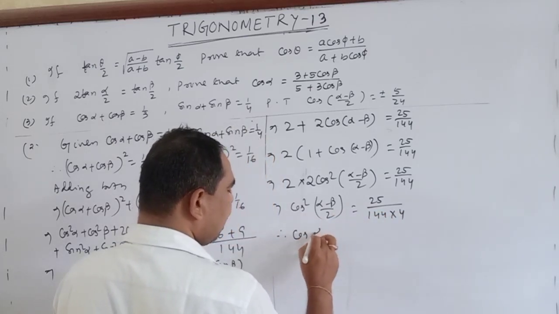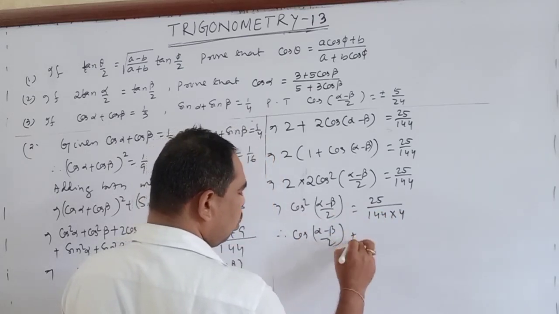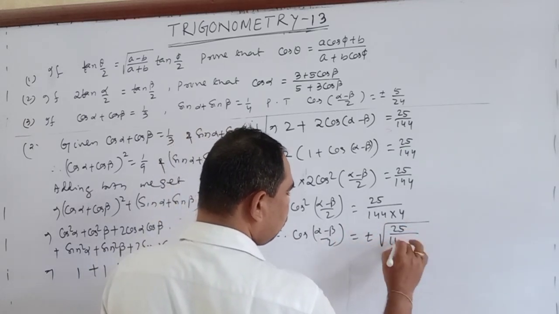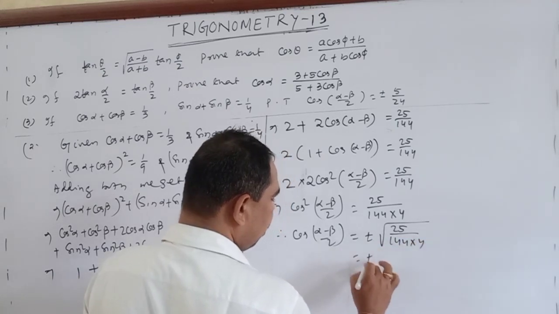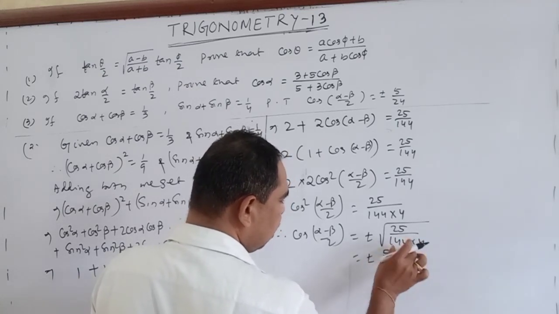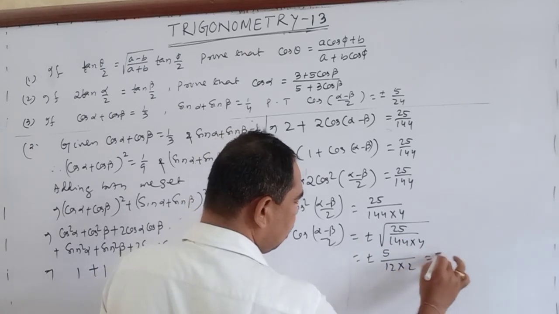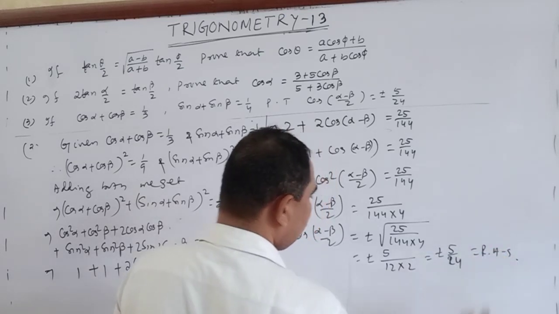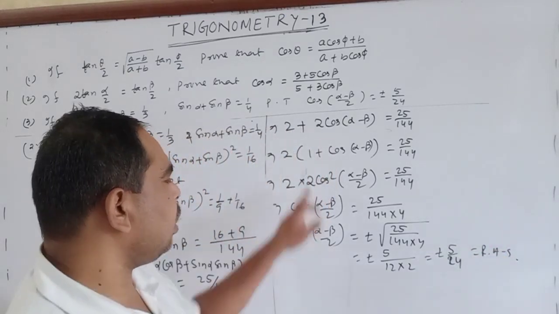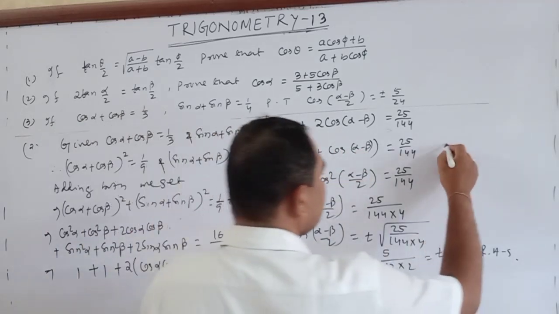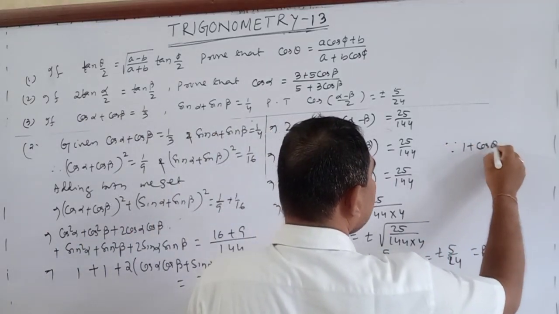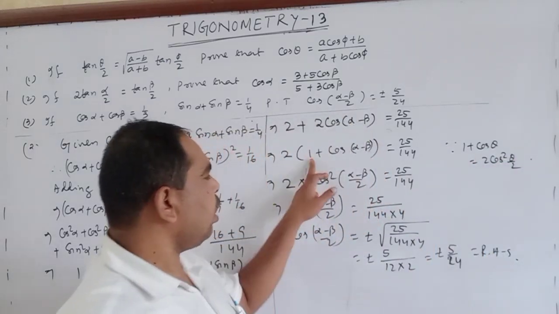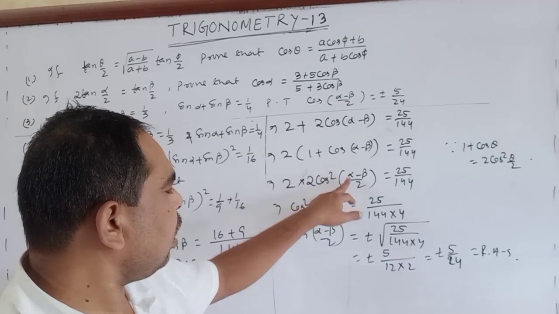Therefore cos((alpha minus beta)/2) is equal to plus or minus the square root of 25/(144 into 4), which is plus or minus 5/(12 into 2), that means plus or minus 5/24, equal to RHS. Remember, 1 plus cos theta is equal to 2 cos square theta by 2.